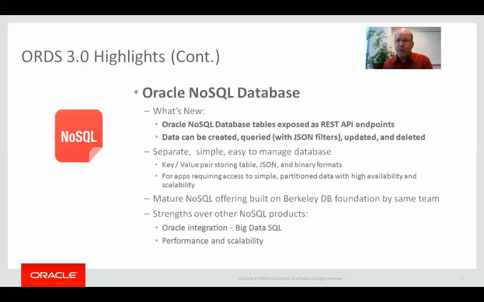So we now have these 3 options with REST and with ORDS: the Oracle database for relational data, the Oracle database for JSON documents, and the Oracle NoSQL database. Lots of great options depending on your use case. You have great, strong solutions depending on what you need.